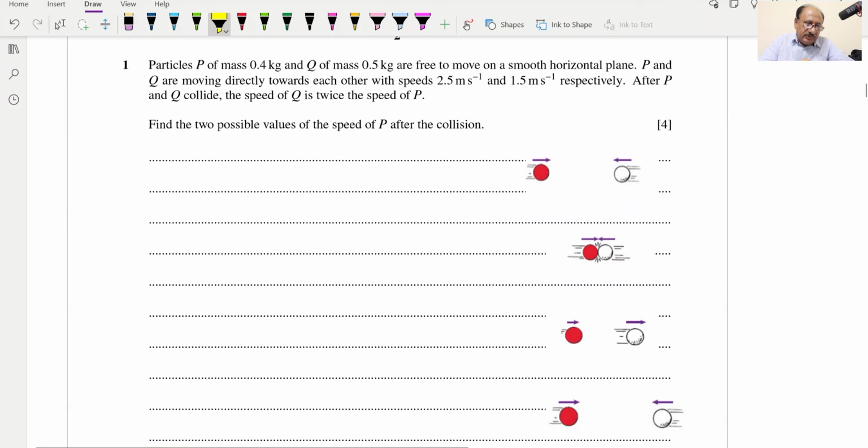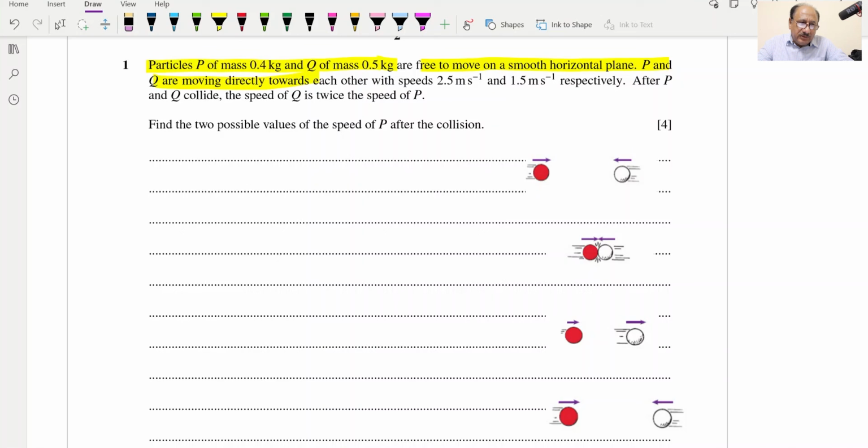Question number 1 says particles P of mass 0.4 kg and Q of mass 0.5 kg are free to move on a smooth horizontal plane. P and Q are moving directly towards each other. So I have inserted this picture for your explanation, and arrows are showing the direction of movement. They are moving towards each other. This is what the diagram is also indicating.